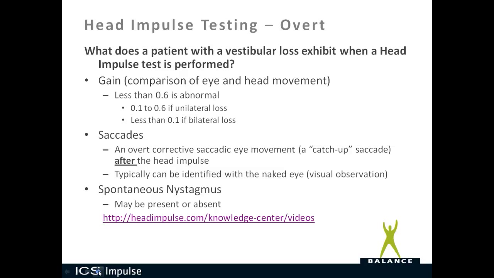You will also see overt catch-up saccades, and these are catch-up saccades that actually happen after the head impulse stops. So after the head stops moving, then the eye moves back to the fixation dot. Typically, overt catch-up saccades can be picked up with the naked eye or using visual observation. And a patient with overt catch-up saccades may or may not have spontaneous nystagmus.